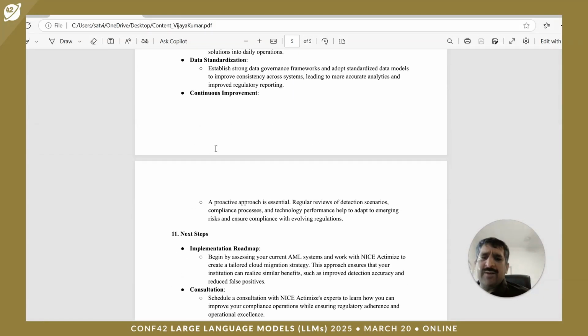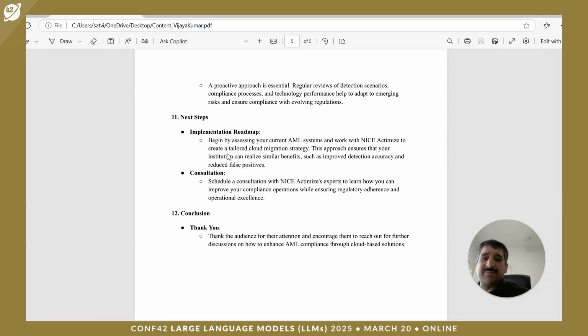Continuous improvement, we already discussed that. A proactive approach is essential. Monitoring scenarios, compliance processes, and technology performance helps to adapt to emerging risks and ensure compliance with evolving regulations. What does that mean? It means that when there is a change, there is a risk, the money launderer is making illegal money transfer transactions. So we are always proactively monitoring and adapting to the challenges.